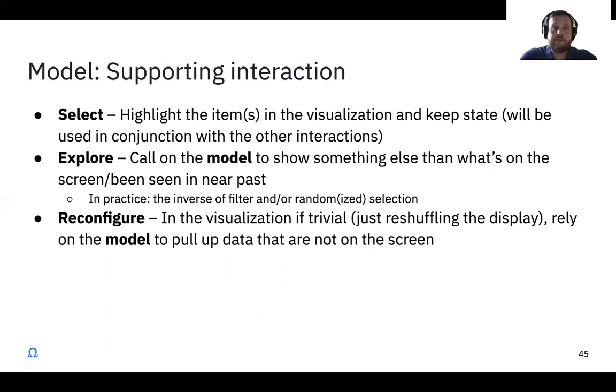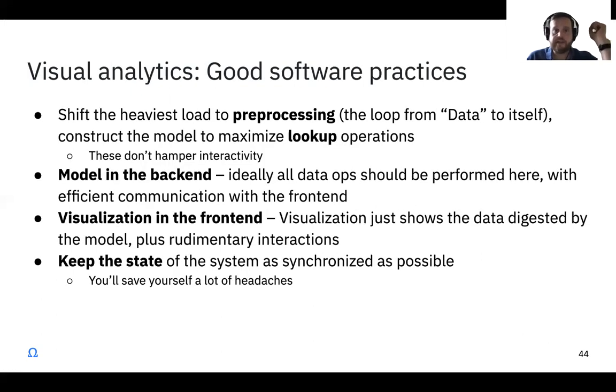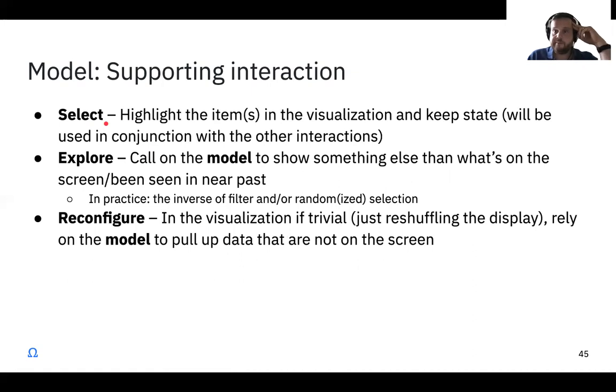We have talked about interactions being core to visual analytics. So let's go over the 7 interactions by Yi et al. and see what it means for the abstract stack as designed here. So first we have select. That's actually one of the simple interactions. There it's very easy to just highlight the items in the visualization and keep the state, so take note of which items are being selected. And this is pretty much an interaction that is always used in conjunction with the other interactions. So the information about what is selected will drive the other interactions.